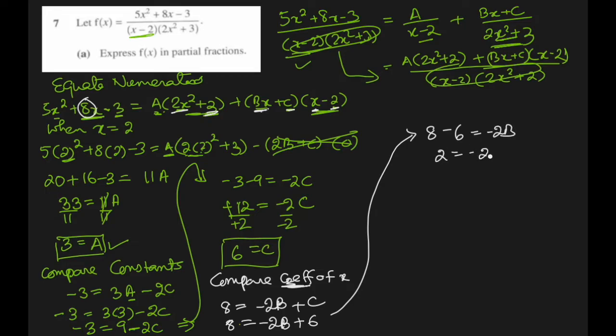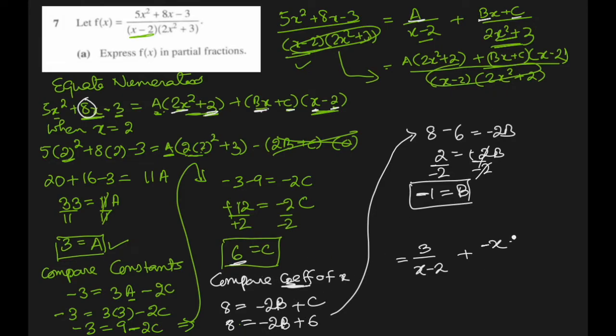2 equal to negative 2b. Again divide by negative 2 both sides. So negative 1 on the left side equal to b, positive because they have cancelled. So we got this a, this b and this c, and now we can write the partial fraction. The final answer will be a, which was 3, over x minus 2, plus bx, which is negative 1x, negative x, plus c, which is 6, over 2x squared plus 3.